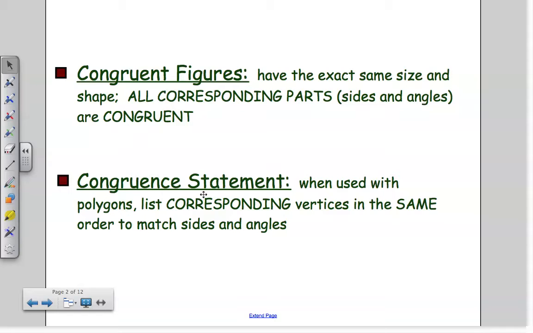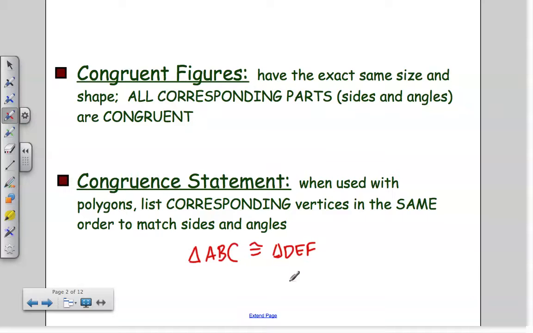And if we know figures are congruent, you can write a congruent statement. It's used to say that these two figures really are congruent. When we're talking about polygons, we want to use the corresponding vertices. We need to make sure that they match up, and you're going to list those vertices in the same order. So if you said that triangle ABC is congruent to triangle DEF, okay, we're talking about triangles in this case.